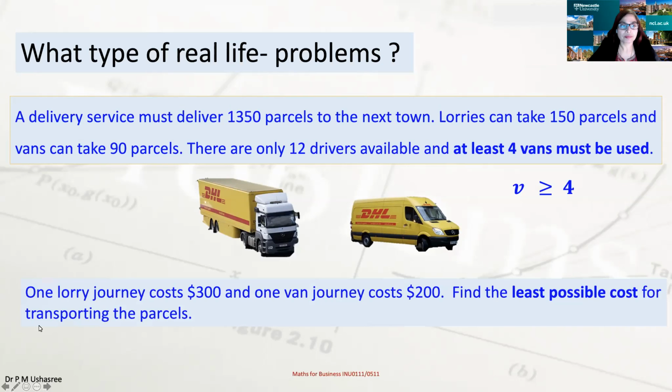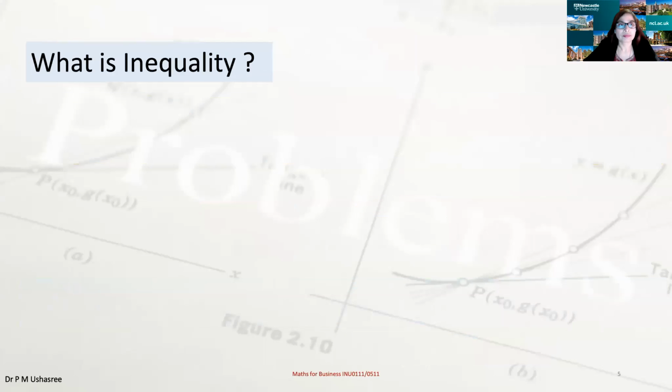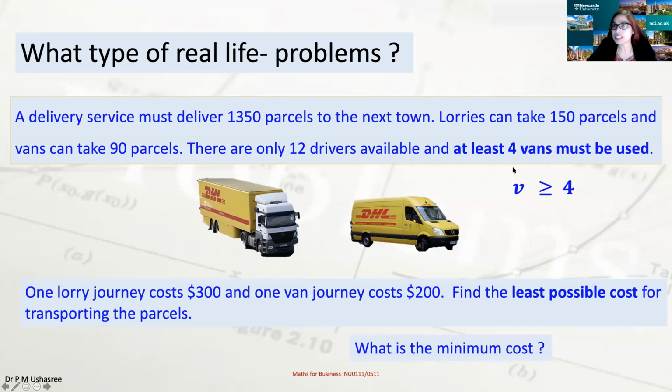Another example: one lorry journey costs $300 and one van journey costs $200. Find the least possible cost for transporting the parcels. Again, the least possible cost. What are we trying to find here? We are trying to find the minimum cost. So such problems can be solved using linear programming. To understand how to solve linear programming problems, we need to be sure what an inequality is, how to make inequality equations like this, and how to represent them graphically.